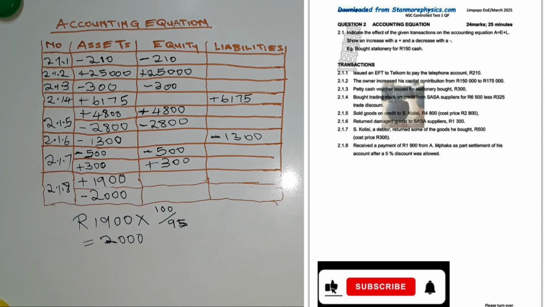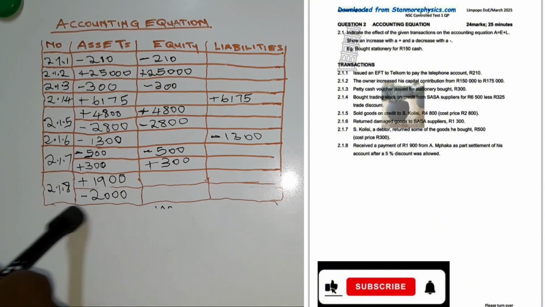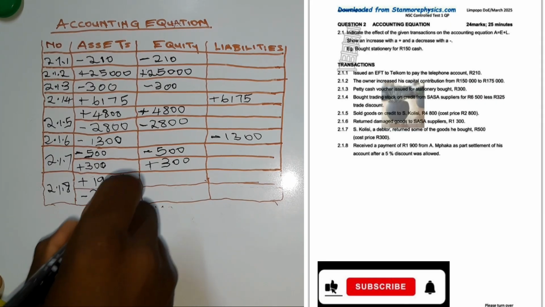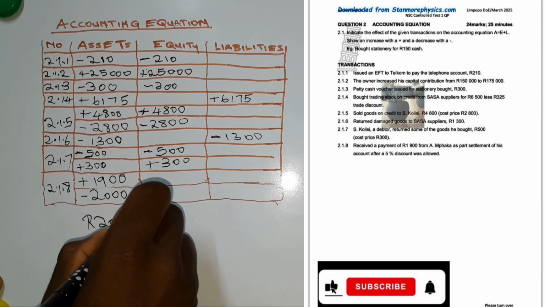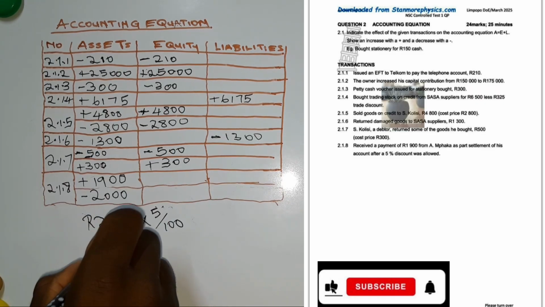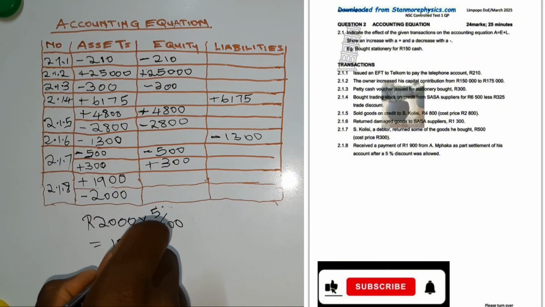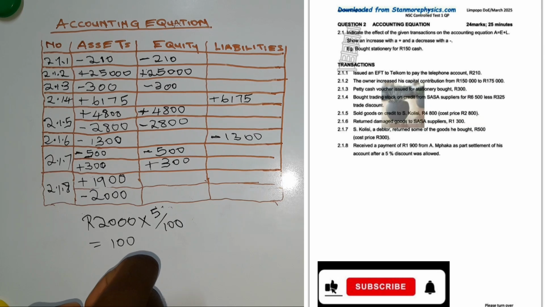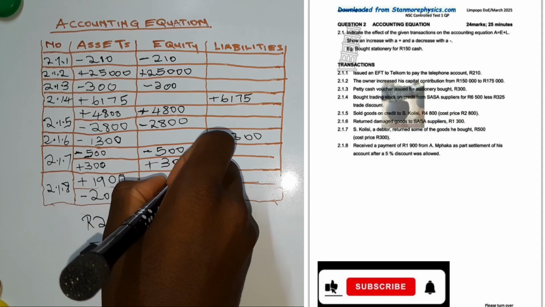So here we also have to record that discount. Firstly, we have to calculate our discount. How do we calculate our discount? Since now we have the full amount of 2,000, to get the discount, we are going to say 2,000 multiplied by 5 over 100, which is going to give us 100 rand. So this 100 rand of discount is going to affect our equity. So yeah, it's going to affect our equity. So we are also going to say minus 100 here.